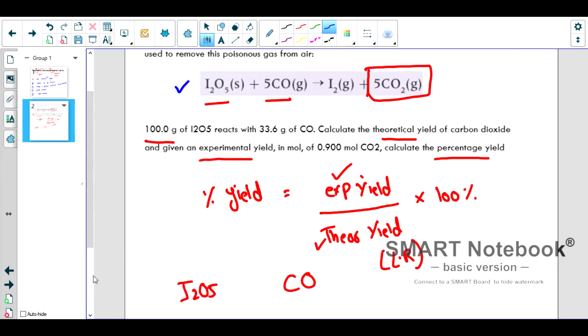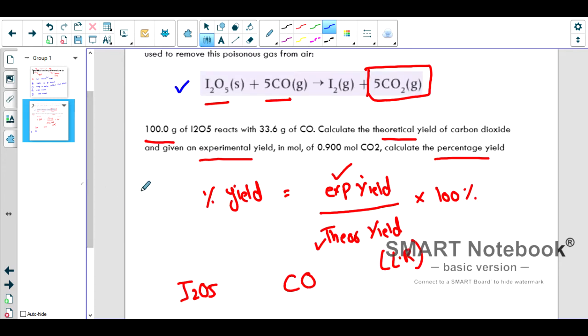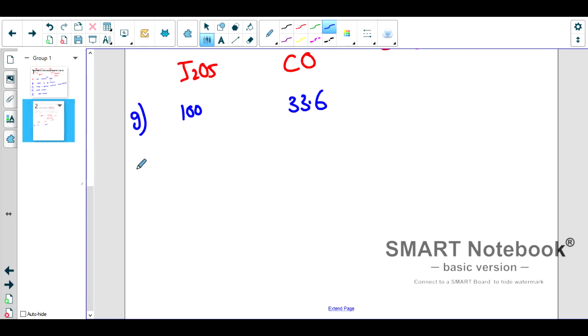I2O5 is 100 gram. We have 100 gram of I2O5 and we have 33.6 gram of carbon monoxide. So let us convert it into moles. We need the value in moles. So we have 100. We need the masses of I and O. We have it from the periodic table.